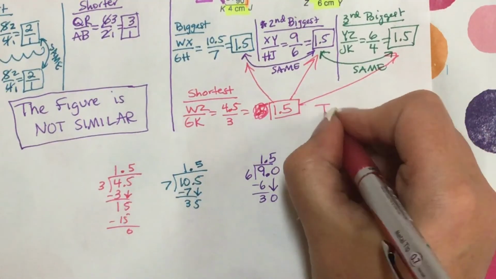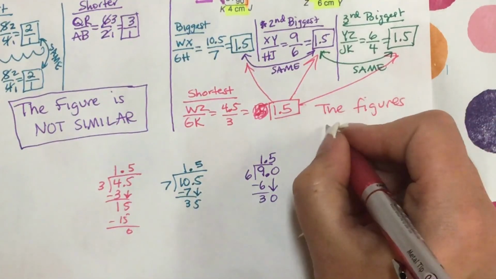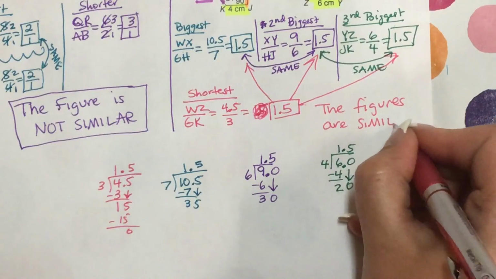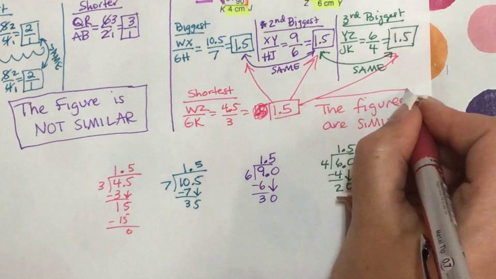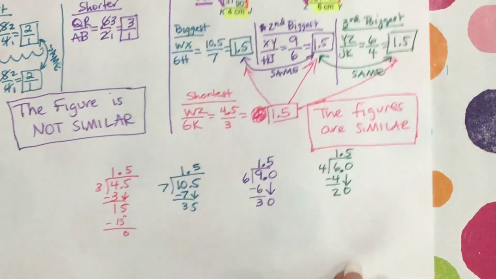Which means the figures are similar. Boom. So that's how you show your work for these quadrilaterals, and that's how you solve the problem.